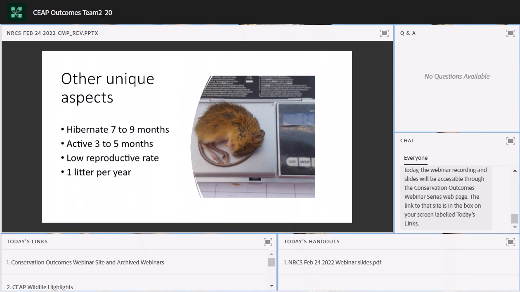So they have a very short active period of just 3 to 5 months in which they have to accomplish everything they have to do. They have to reproduce, raise young, and then gain enough fat to survive the next 7 to 9 month hibernation period. They appear to have low reproduction rates, maybe just 1 litter of pups per year. So when their populations are down, it's going to take them longer to recover those populations.